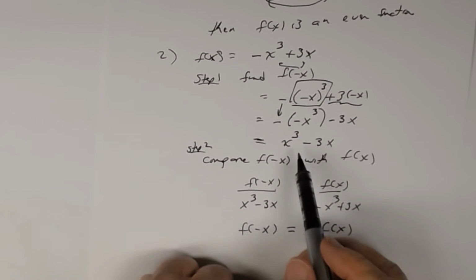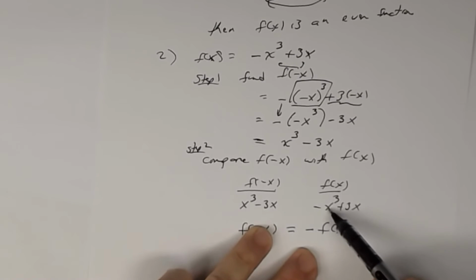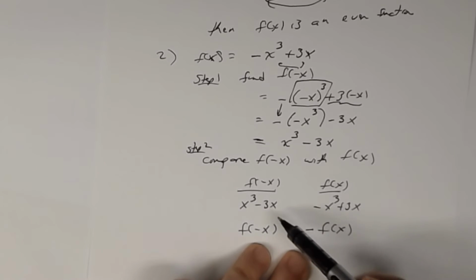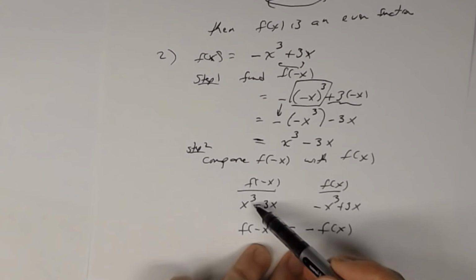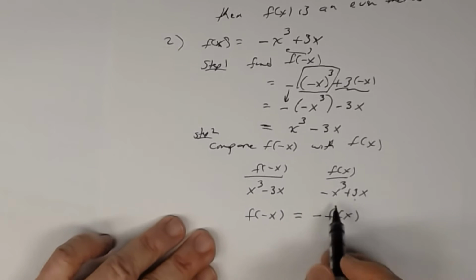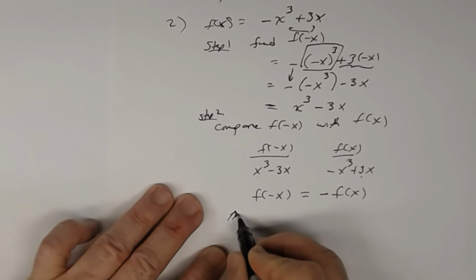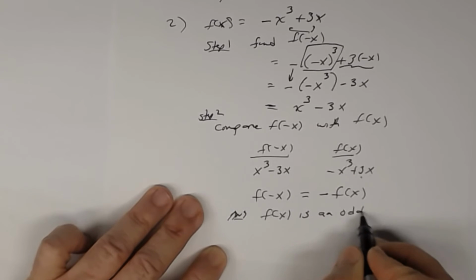Because if you take f of x, which is this right here, and you change the sign, you get this right here. Look, the opposite of negative x cubed, positive x cubed. The opposite of a positive 3x, negative 3x. And so now that they're opposites, you're going to say this. You're going to say answer, f of x is an odd function.